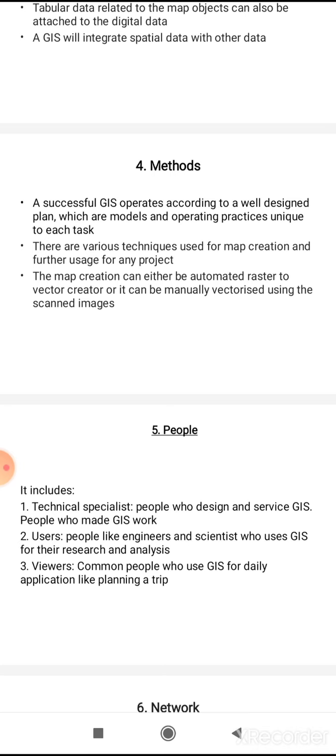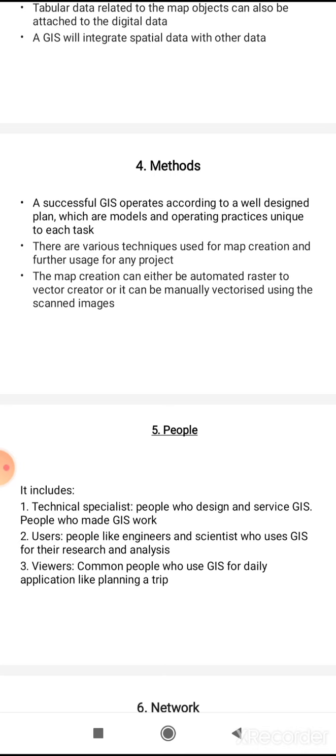This map can be used for any project also. Further use is there. We are preparing those maps for some purpose, for getting some information, so that information can be utilized for any other project. So various techniques are involved in it.